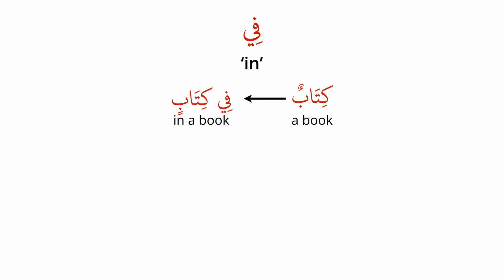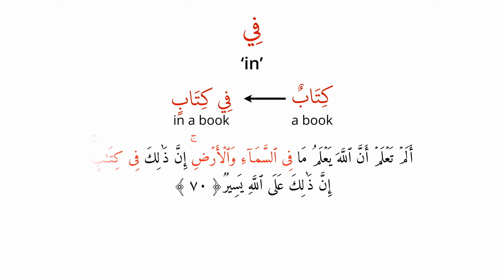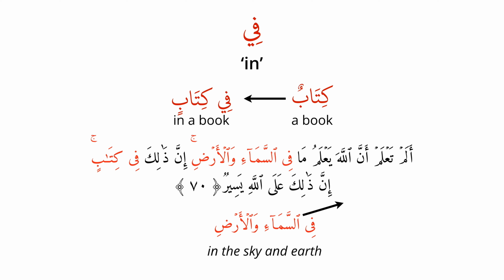Number 5 is fi, meaning in. Kitabun, meaning a book. Fi kitabin, meaning in a book. Let's have a look at a verse from Surah Al-Hajj. أَلَمْ تَعْلَمْ أَنَّ اللَّهَ يَعْلَمُ مَا فِي السَّمَاءِ وَالْأَرْضِ إِنَّ ذَلِكَ فِي كِتَابٍ إِنَّ ذَلِكَ عَلَى اللَّهِ يَسِيرٌ. The genitive phrases we see here are فِي السَّمَاءِ وَالْأَرْضِ, meaning in the sky and earth, where as-sama means the sky and al-ard means the earth.